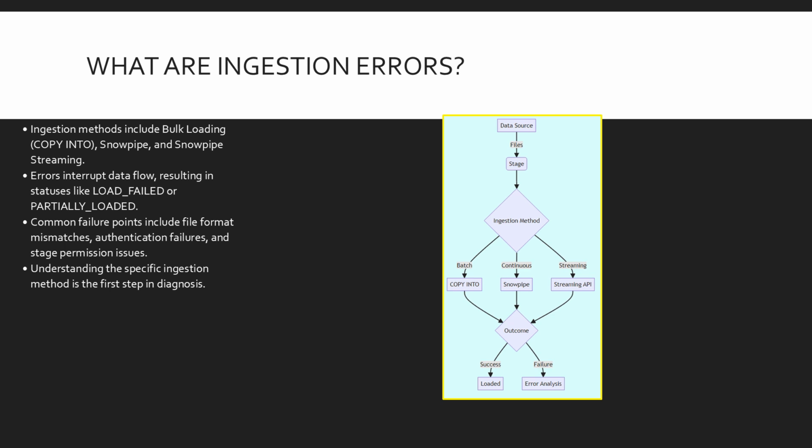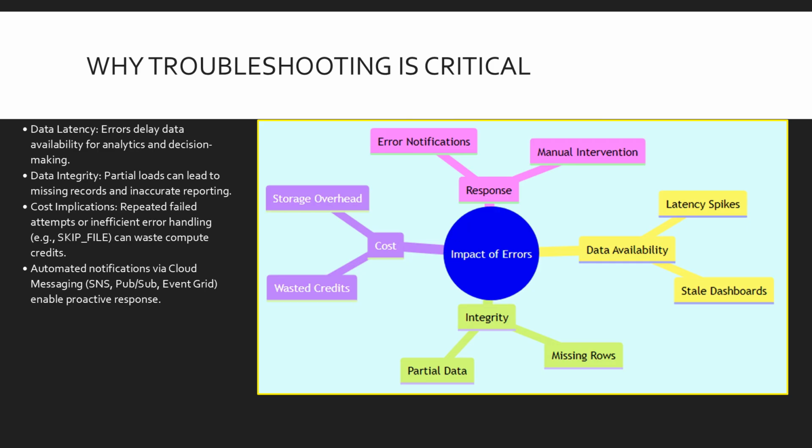This diagram visualizes the high-level ingestion landscape. Data moves from your source to a stage, where it branches based on your chosen method: standard batch loading via copy into, continuous Snowpipe, or the streaming API. Regardless of the path, the process culminates in an outcome. While we aim for loaded, our focus here is the failure path, which triggers the error analysis phase we are about to explore.